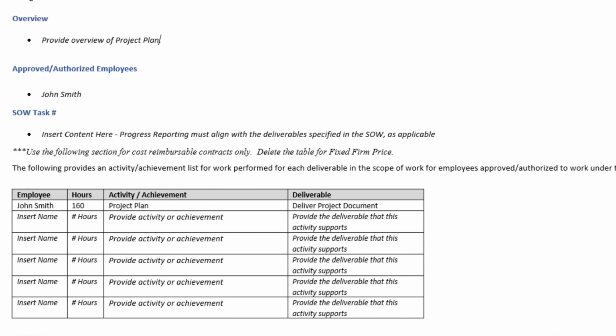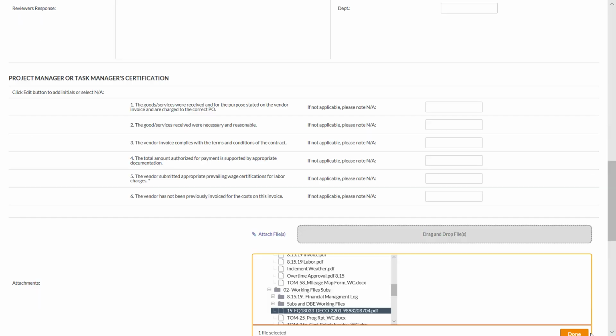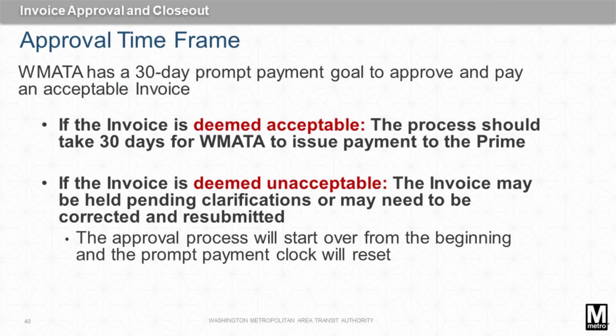a TOM 25 progress report that communicates progress and identifies risks to task managers, and any additional supporting documents from subs. The Prime will upload the invoice package to the Invoice tab of Procore for approval. An invoice that conforms to all the requirements will take 30 days to be approved for payment. After receiving payment, Primes will have 10 days to pay subconsultants. There will be a delay in payment or non-payment if an invoice is received without the proper supporting documents.